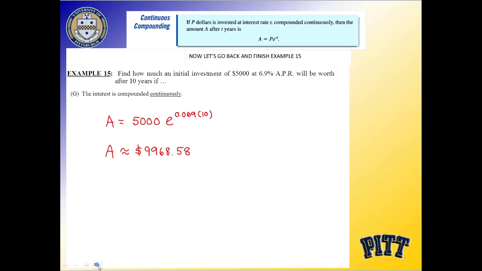But this represents the maximum amount of money I can get off of an account with a 6.9% annual percentage rate with a $5,000 initial investment, no other deposits being made. That's the maximum I could get just by changing the number of times I compound only.